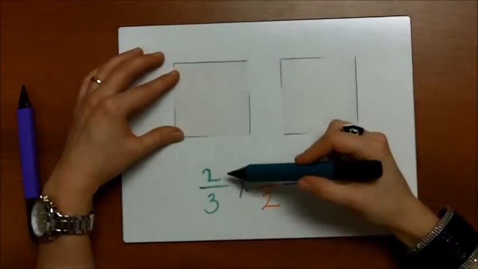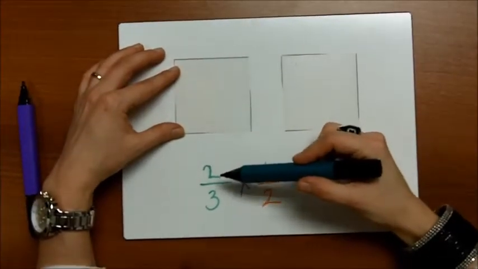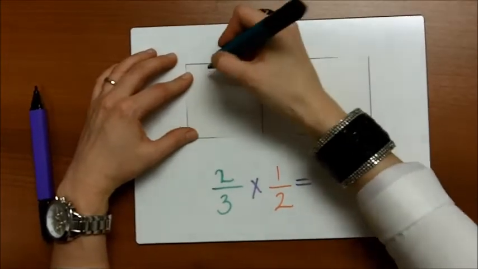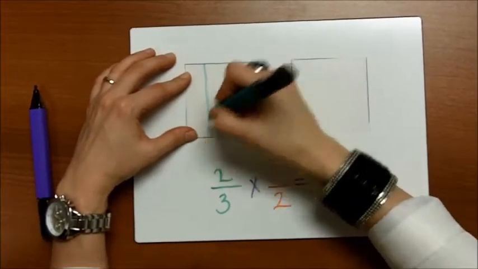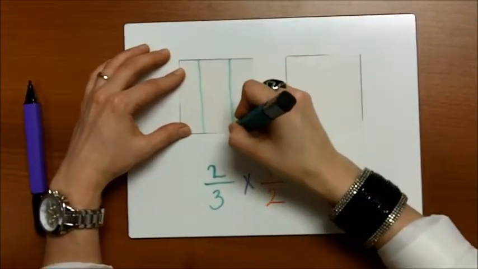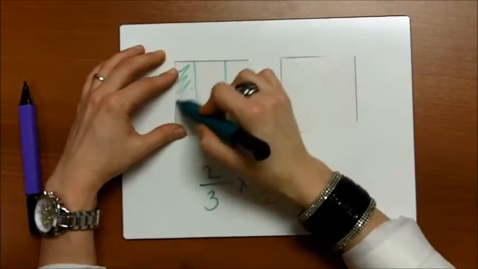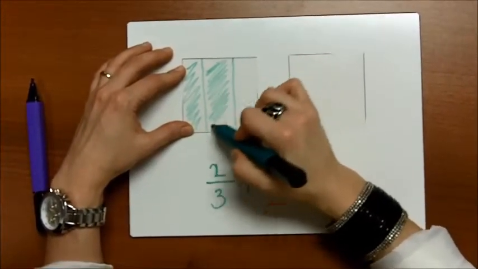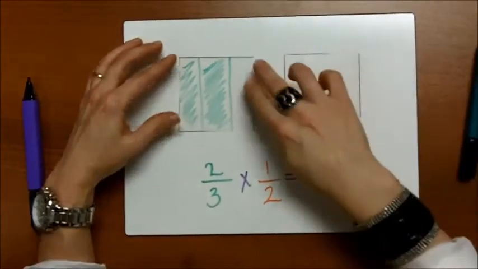First thing that I'm going to do is represent 2/3 using one of my unit squares. So I know it's thirds, so I'm going to cut my square into 3 parts, and I'm going to shade in 2. Now notice I didn't go all the way to the edge because I need to be able to see those lines in my next step.